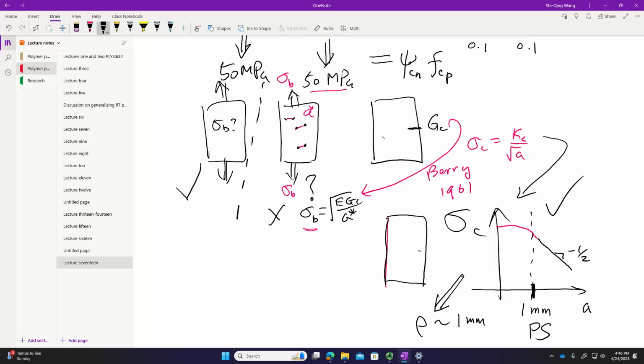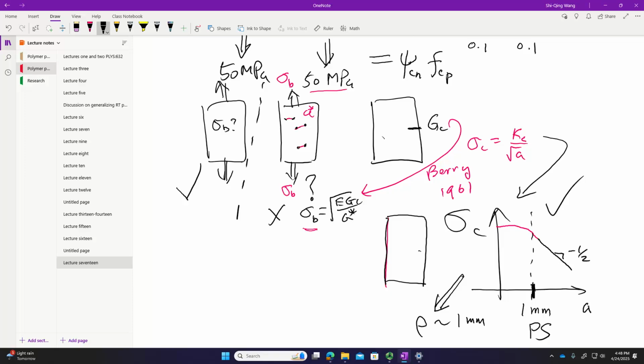In other words, when you make a cut as small as a millimeter, it's so blunt, the tip. The tip is as blunt as having a radius of curvature of 1 millimeter. Can it still enhance stress? No, it doesn't enhance. It doesn't concentrate stress anymore. And that's why it's the same as not making a cut.